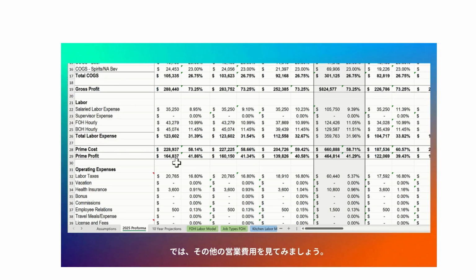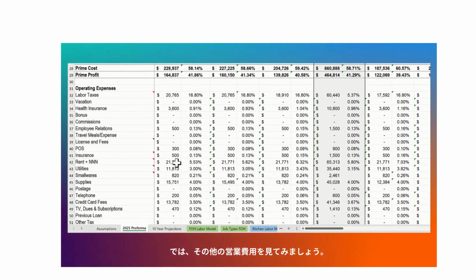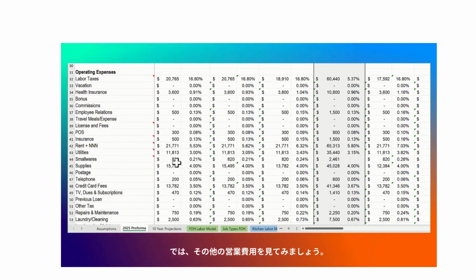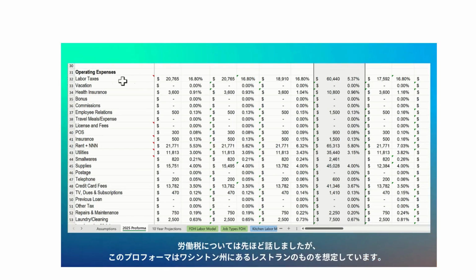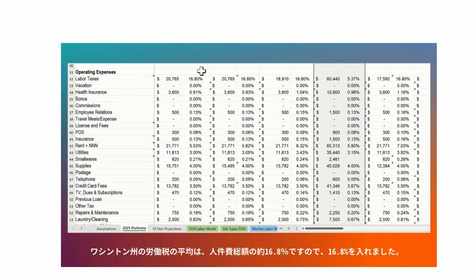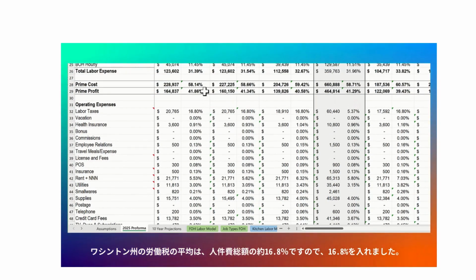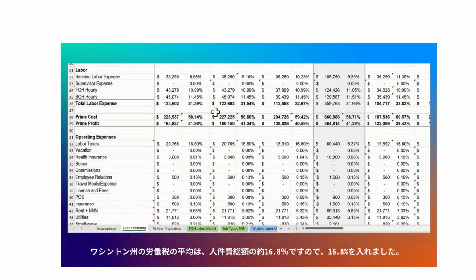And as we move down, now we have all of our other operating expenses. And these can vary from state to state, city to city, concept to concept. The first one is our labor taxes, as we discussed. This particular Proforma is for a restaurant based in Washington State, and in Washington State, we're averaging about 16.8% labor taxes based off of our total labor expense. So that's why I've plugged in this 16.8%.